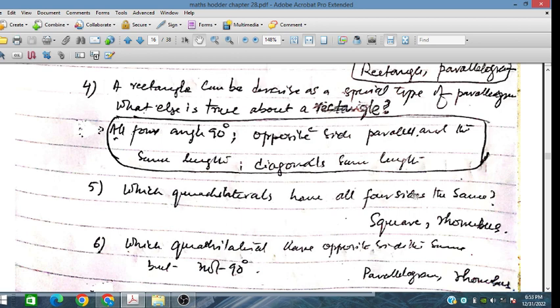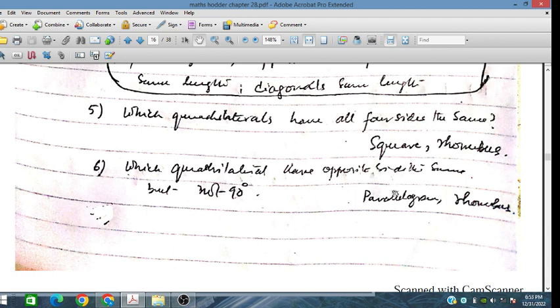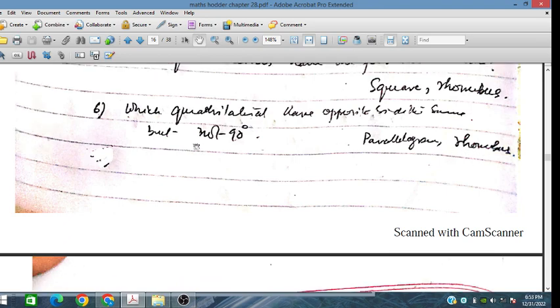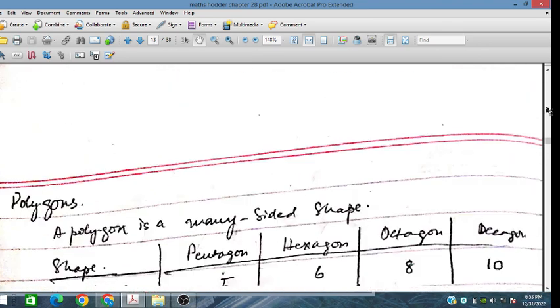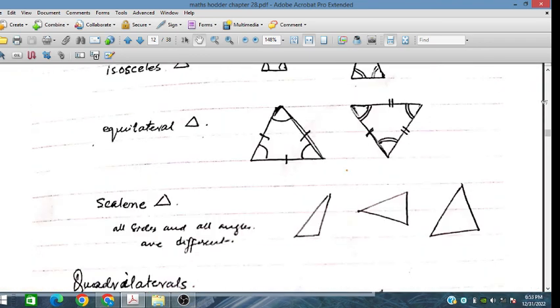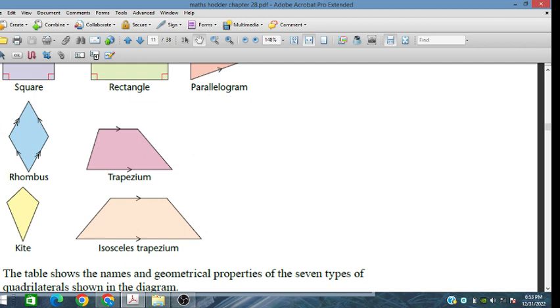Which quadrilateral has all 4 sides the same? Square and rhombus have sides of the same length. And which quadrilateral has opposite sides the same but not 90 degrees? That is the parallelogram and rhombus. A rhombus is also a kind of parallelogram. So we can see this rhombus: these 2 lines will never intersect.